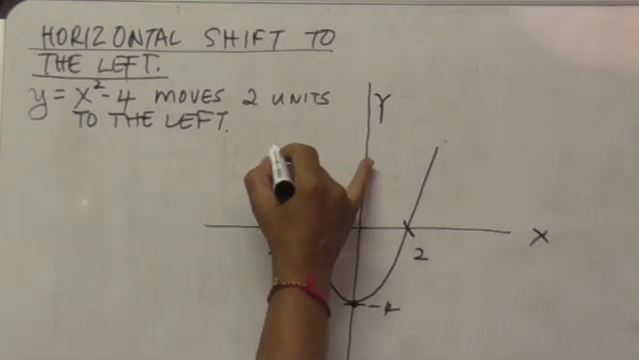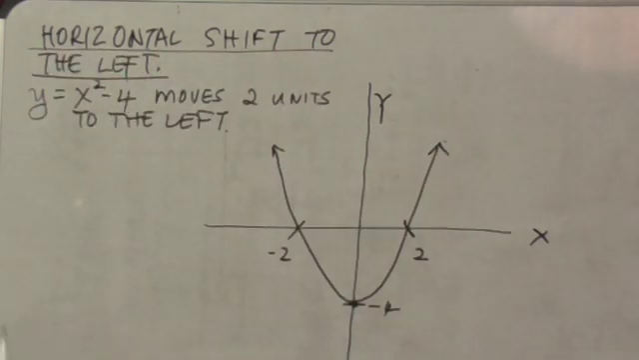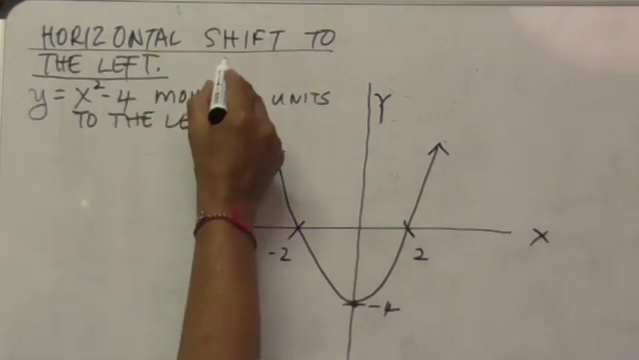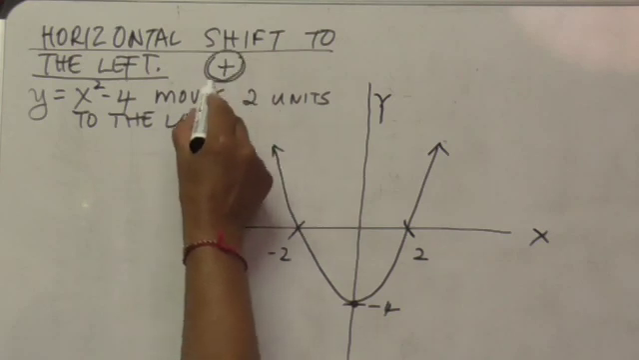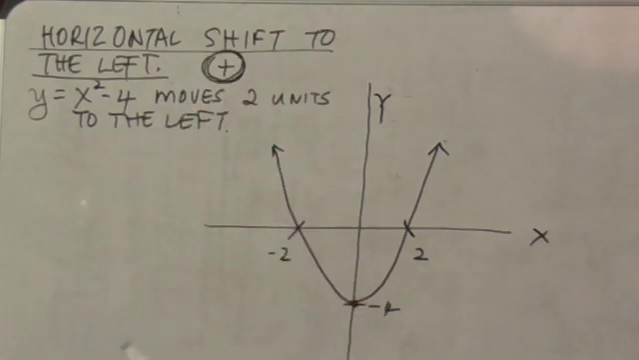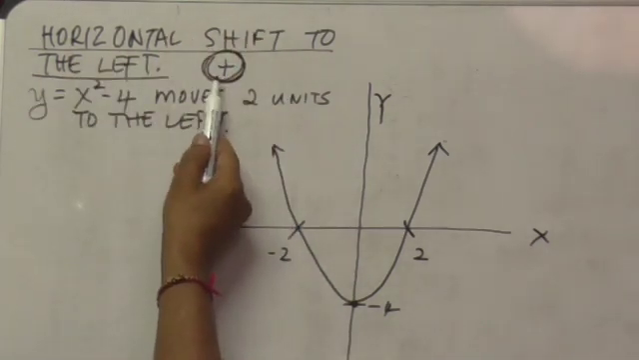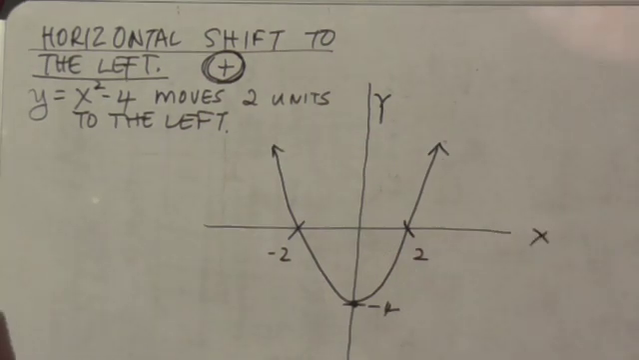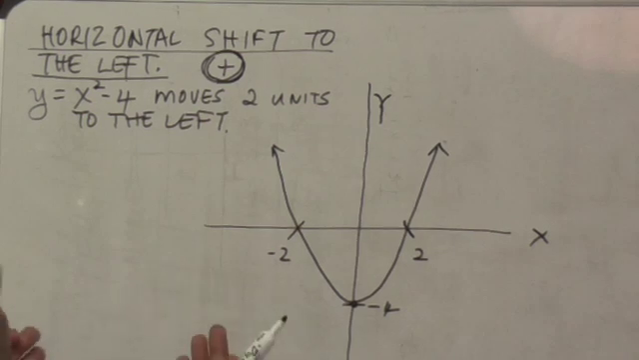Right, welcome back. Now we're doing a horizontal shift to the left. To the left means you will use a positive sign. Alright, now this you can only discover by doing a lot of examples. That when the graphs move to the left, you use a positive sign. When the graphs move to the right, you use a negative sign. It is only through doing a number of examples you discover that that is a pattern.